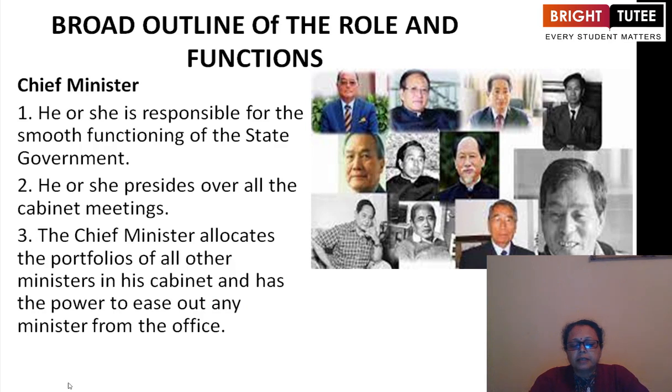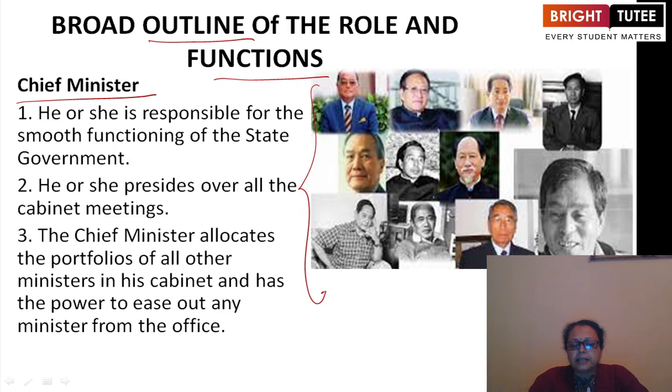Then it comes to the broad outline of the role and functions of the Chief Minister. This is the broad outline, role and functions. This picture is a collage prepared of the chief ministers of Nagaland. Chief Minister.